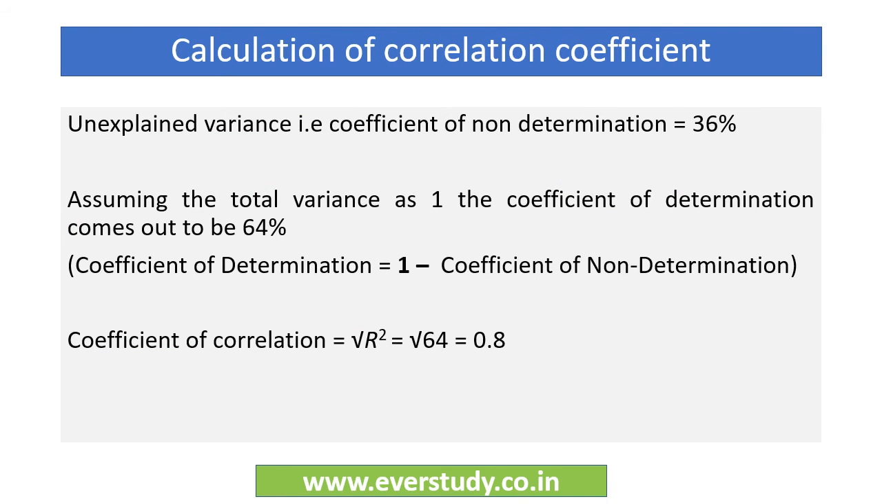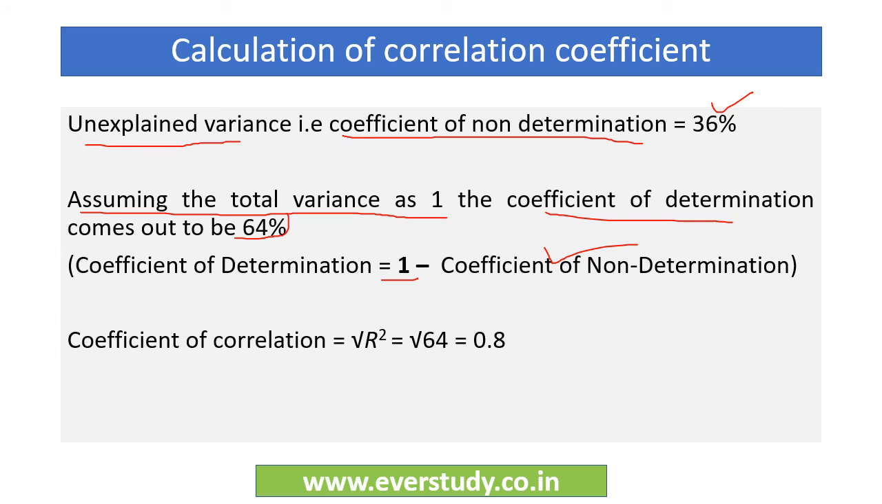Now in this particular question, we are given the unexplained variance, that is 36%, which denotes the coefficient of non-determination. Now, by assuming the total variance as 1, the coefficient of determination can be determined by subtracting the coefficient of non-determination from 1, which comes out to be 64%. And this interprets that 64% of the total variation in the dependent variable occurs due to the independent variable, which is explained and can be accounted for. But the remaining 36% variation occurs due to outside or external factors, which are unexplained.